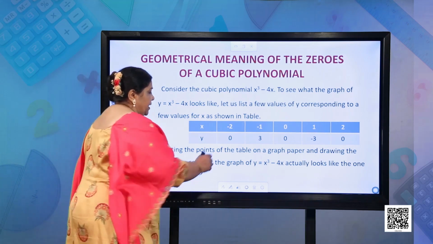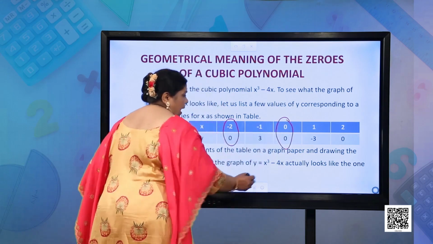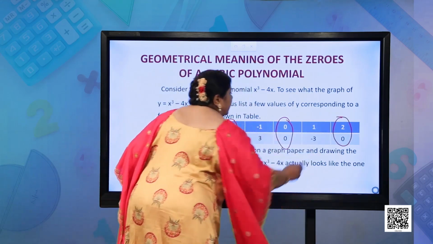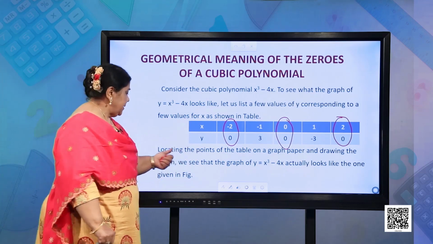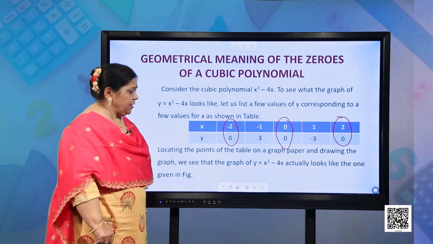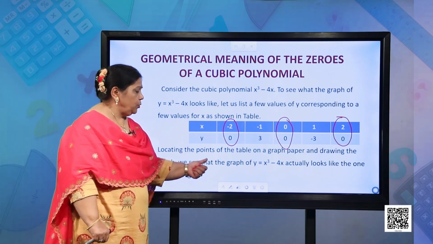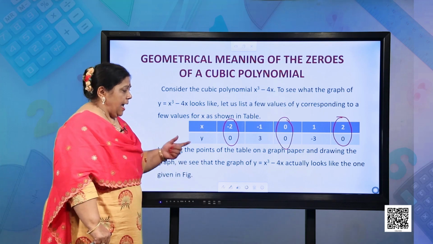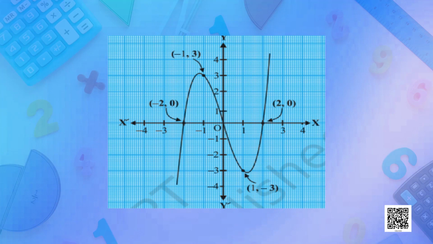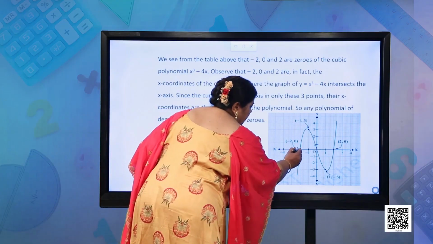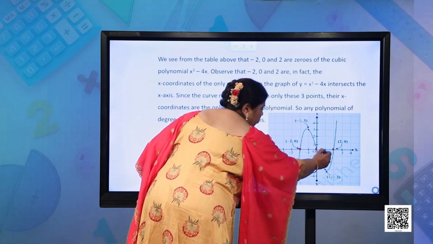Here you will be observing that (-2, 0), (0, 0) and (2, 0) are the points where the graph will touch the x axis. Locating the points on the table on the graph paper and drawing the graph, we see that the graph of y = x³ − 4x actually looks like the one given in the figure here. Can you see? This is (-2, 0), (0, 0) and (2, 0).